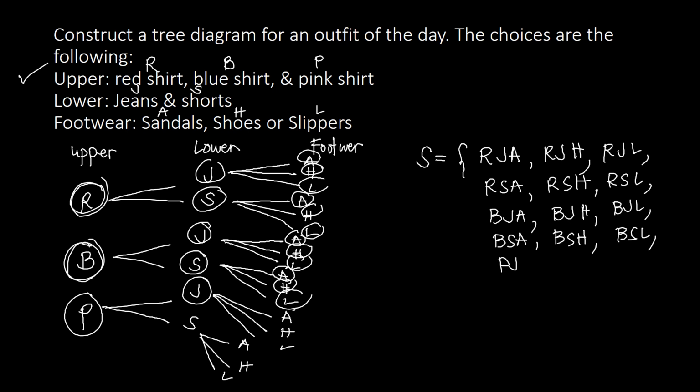So we have our A here. Then we go back to PJ. Next one is H. Then going back again to PJ. Next one is L. Next, we go over to P and S. So PS. This one is A. PS again.